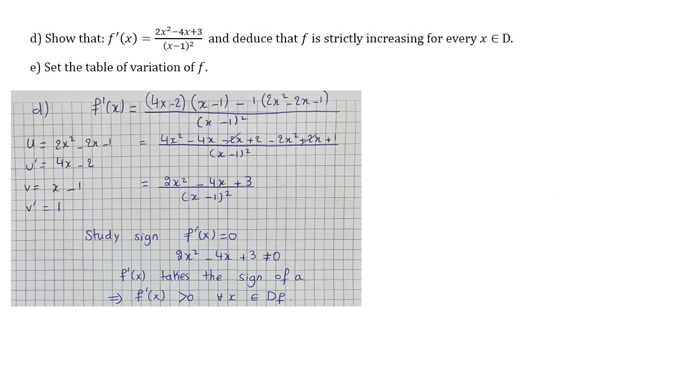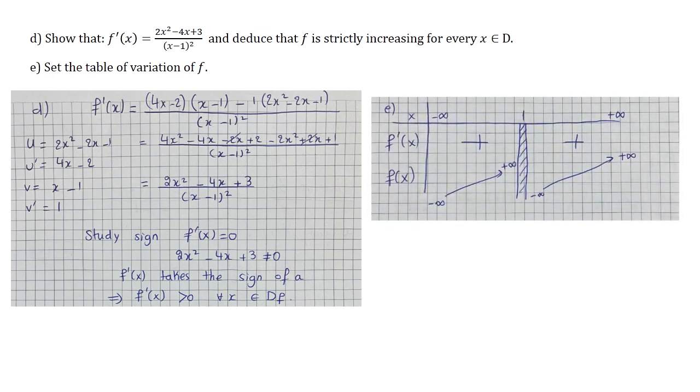Now we need to do the study of sign, because they ask you about the sign here. So study sign means the derivative equals 0. So we take the numerator. We find that this numerator doesn't have any root. So it takes the sign of a, so it's positive for every x belonging to the domain. So when I do the table of variation, it's plus plus. We only have this vertical asymptote. It's increasing from minus infinity to plus infinity, and from minus infinity to plus infinity.